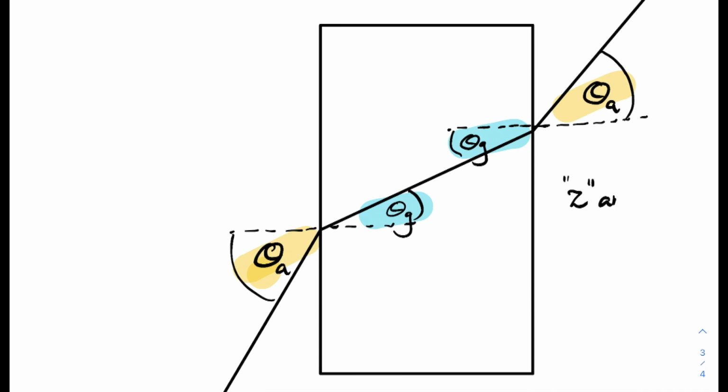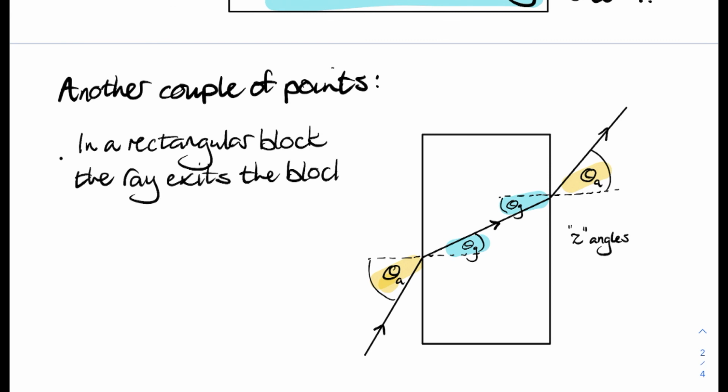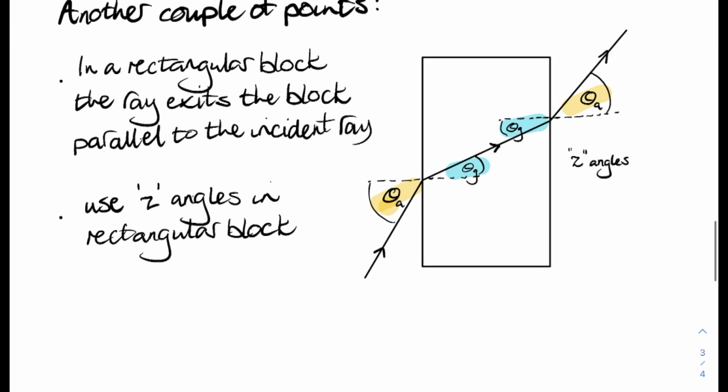I'm sure you did Z angles down with your maths in first year. And it doesn't actually matter if the ray of light is going from left to right through the glass. It could go in the opposite direction and follow exactly the same path. So in a rectangular block, the ray exits the block parallel to the incident ray. Don't know if I quite showed that perfectly, but they'll be parallel. Use Z angles in a rectangular block.